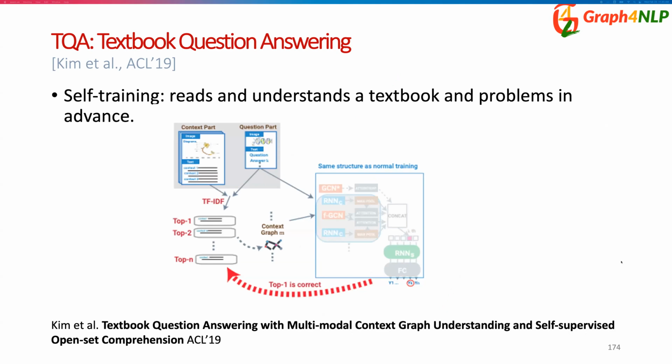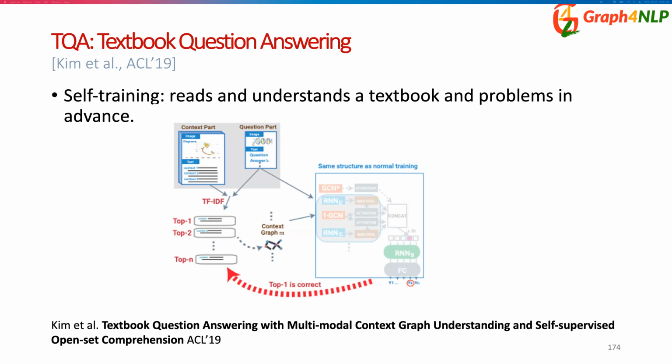The text questions, as we mentioned earlier, are very domain specific, and it is very difficult to use training data over a certain kind of textbook or a certain collection of textbooks to help predict unseen questions. So this work introduced a step called self-training to help the model learn to read and understand a textbook and problems in advance without the help of a teacher.